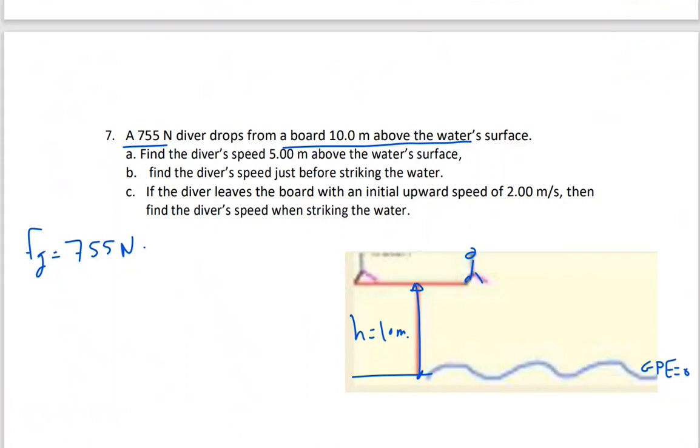Okay, now let's continue. We see the rest of the question. And here we have, find the diver's speed 5 meters above the water surface. 5 meters above the water surface. So it's not here, so I'm not going to take this one.